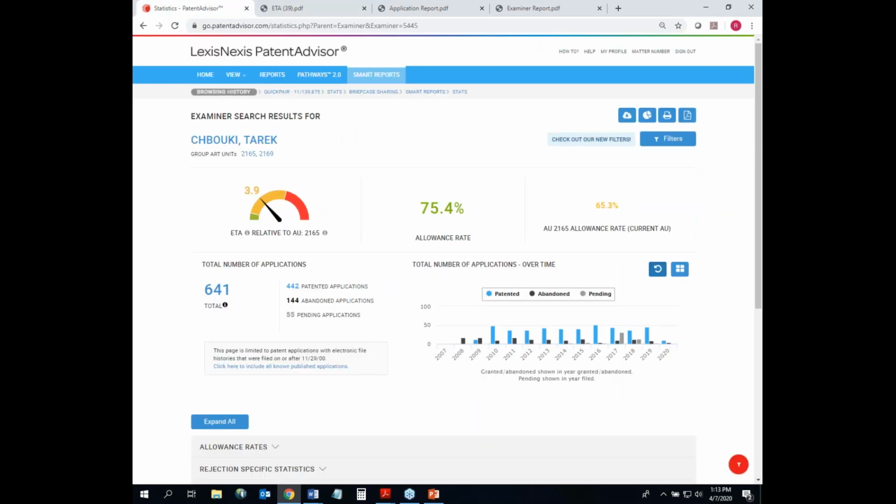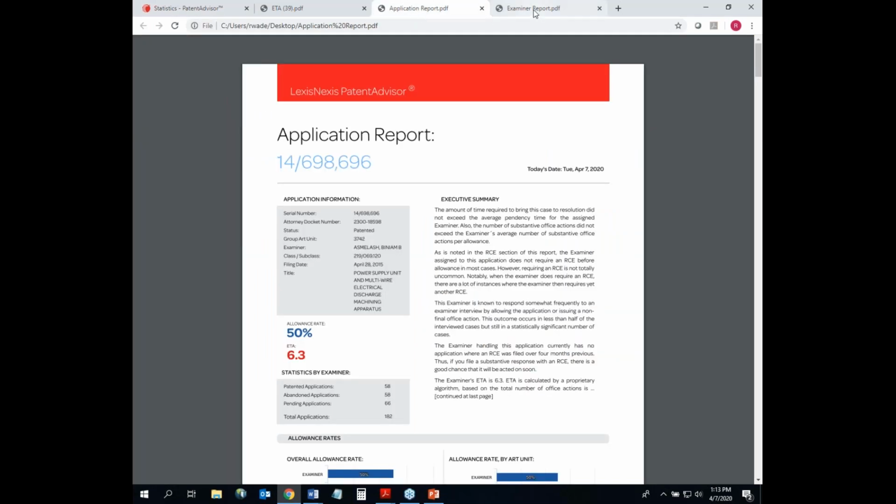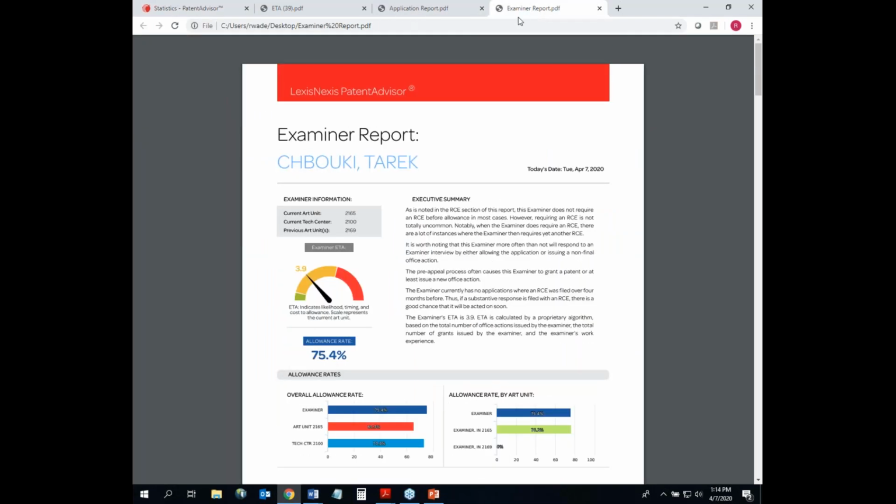Next question that I have: can the reports be downloaded or emailed to anyone, even if they don't have PatentAdvisor? Absolutely. With this application report and with this examiner report, they come right out of PatentAdvisor, so these exist as their own documents. You can download those. You can save those onto your computer. You can come back to those, and definitely you can share them via email. Whatever type of tool you use, you absolutely can share these documents.